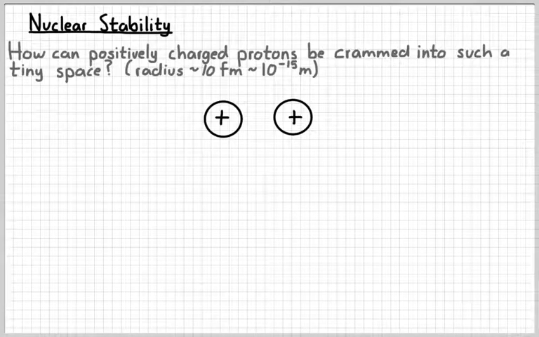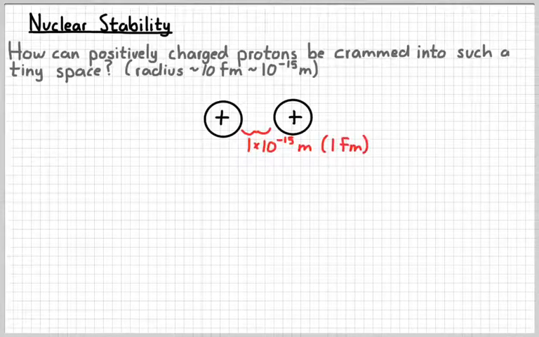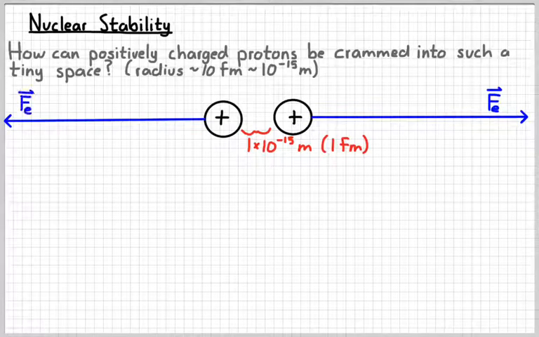And the reason why that should surprise you is because when you put two positive charges very close together, they should exert a very large electric force on each other, and that force should be repulsive. We can calculate how large that force is using good old Coulomb's law.